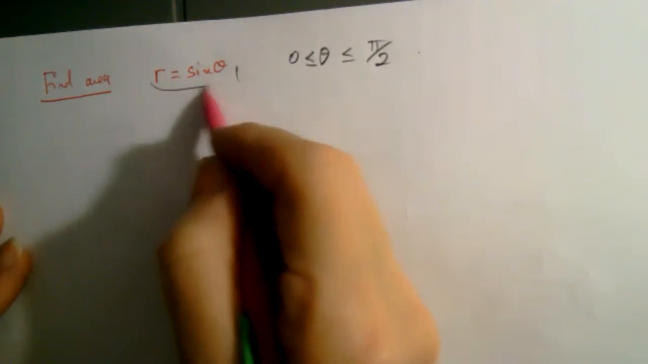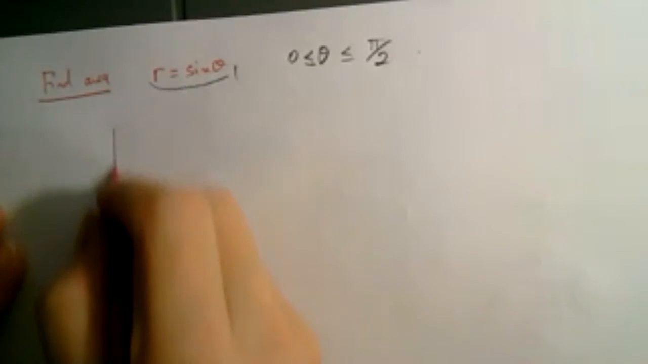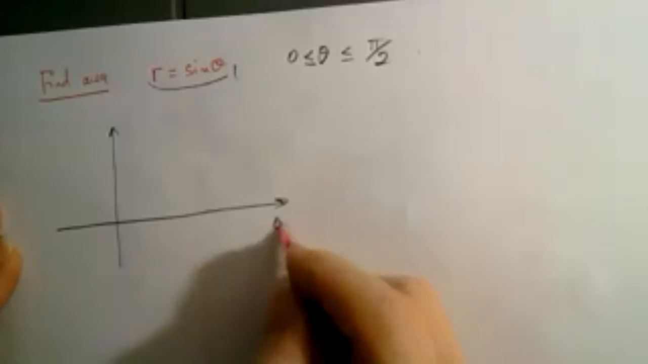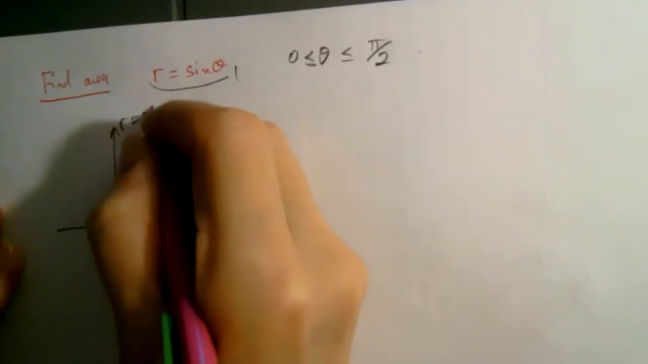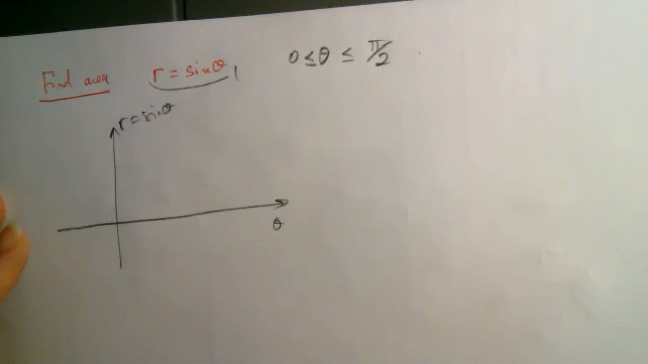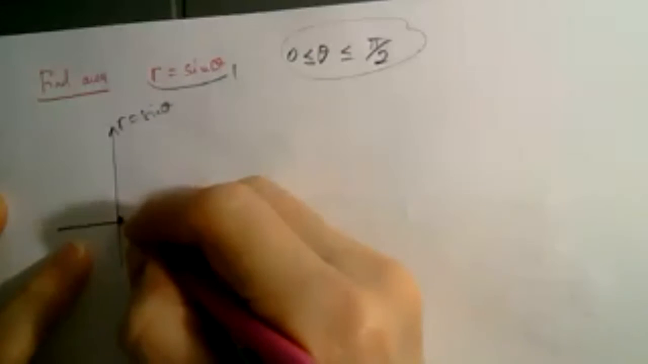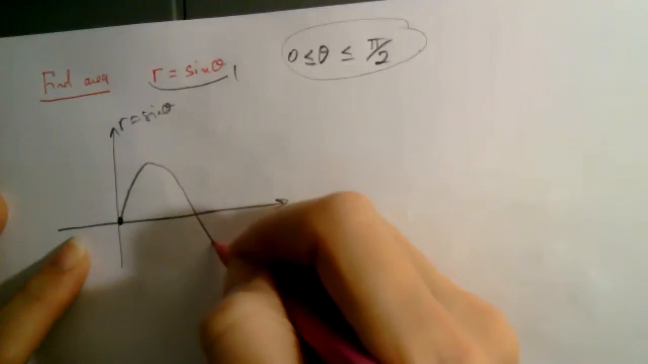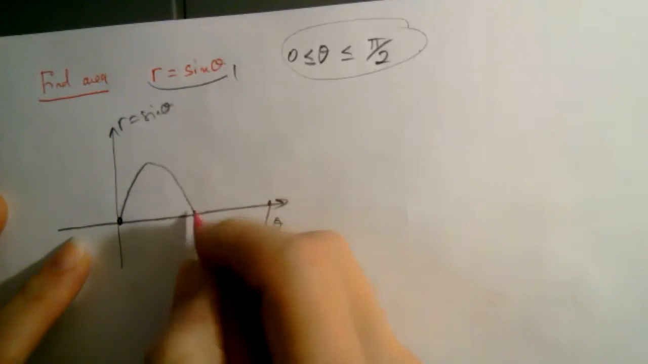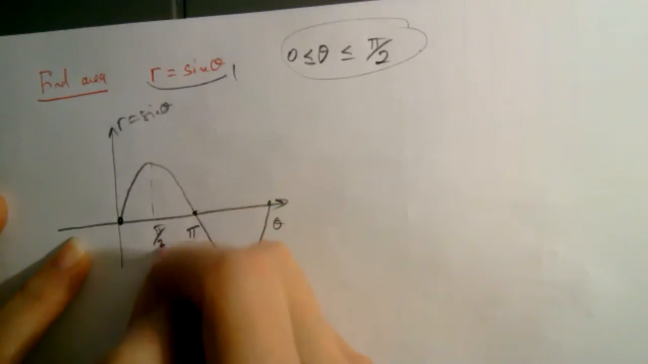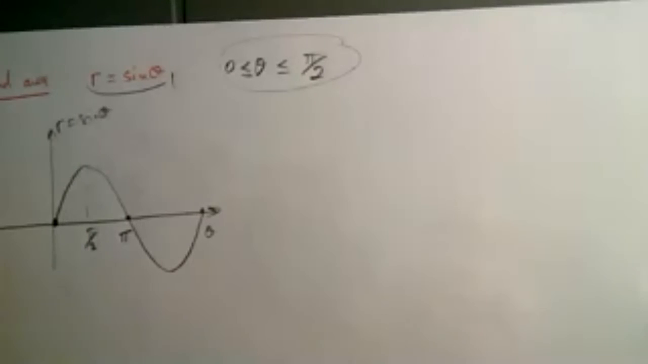So how does the graph of r equals sine theta look like? Sine theta is easy, so I take my Cartesian plane and I draw the sine theta. Actually, I don't need all of it because I only need theta between 0 and pi over 2. But sine is so simple. It goes up, down, up. So this is my pi. This is pi over 2, and so on and so forth.